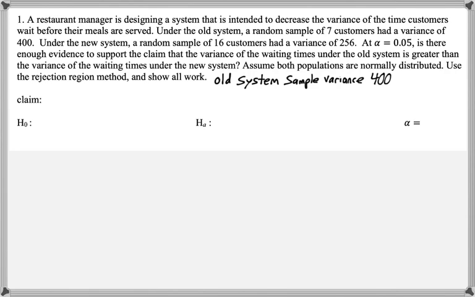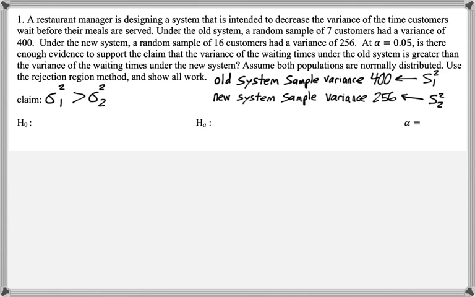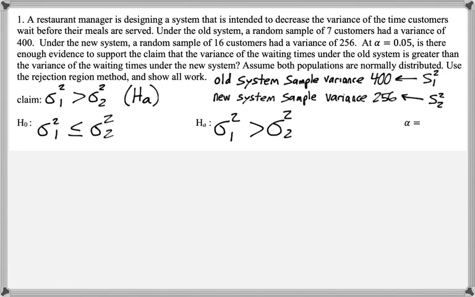So the old system sample variance is 400, and the new system sample variance is 256. Because 400 is greater than 256, the old system will be sample 1, and the new system will be sample 2. So the claim is that sigma 1 squared is greater than sigma 2 squared, and this is the alternative hypothesis. So the null hypothesis states that sigma 1 squared is less than or equal to sigma 2 squared.